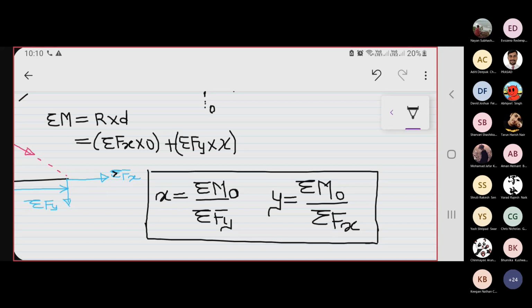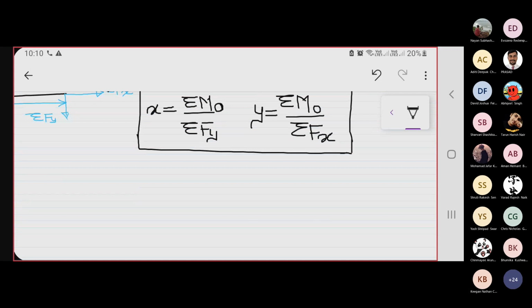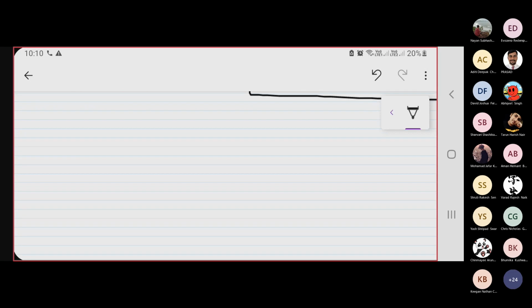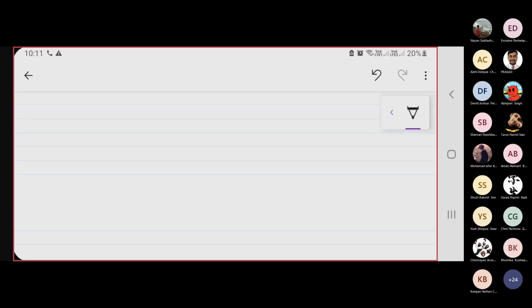Have you noted down? So let's go for one simple numerical of a non-concurrent system now. Solving will be the same. The only difference is that the final step of getting the resultant, the position of the resultant, will be different.